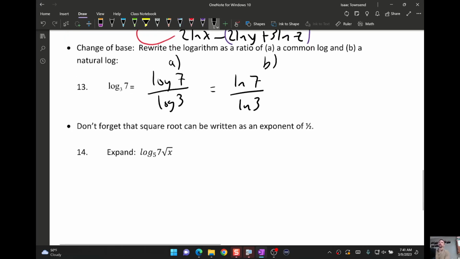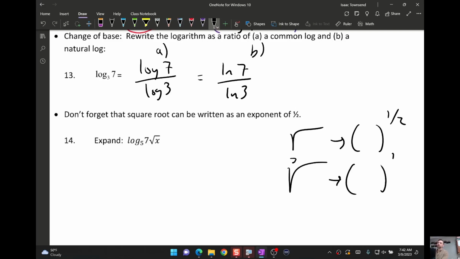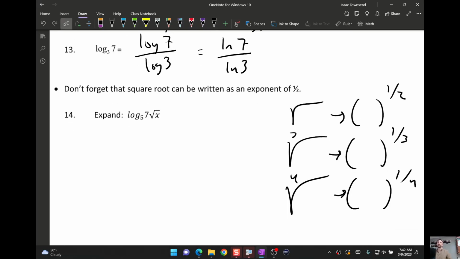So I'm not saying anything new there. Hopefully you know that already. And then for question 14, a common thing that comes up in these question types is you need to remember how radicals work as exponents. So a square root can be thought of as an exponent of a half. A cube root is like an exponent of a third. A fourth root is like an exponent of a fourth, etc. And we need to use that quite a bit in these question types.